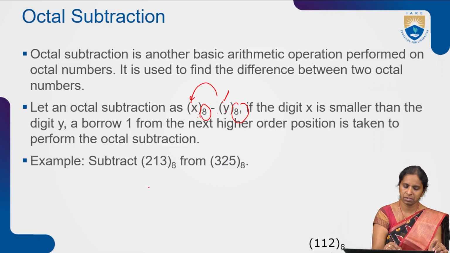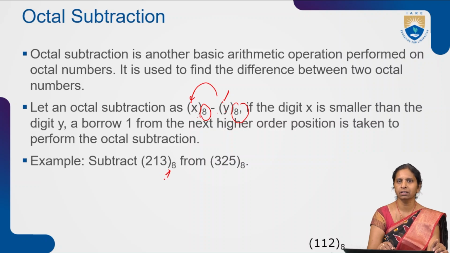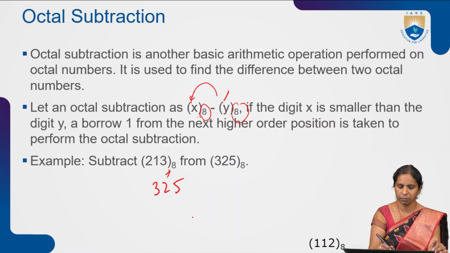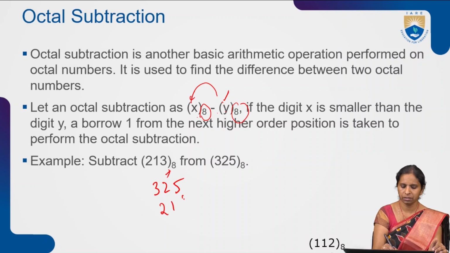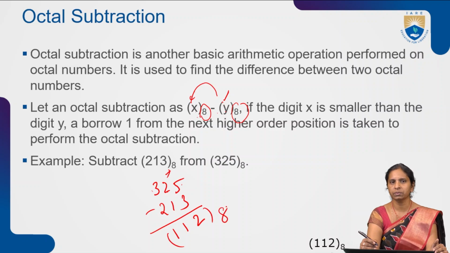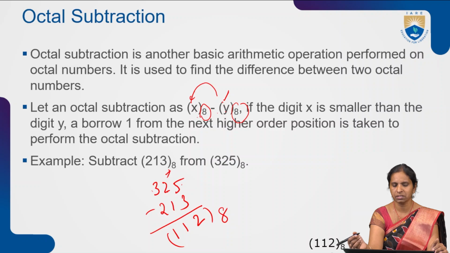Now, let us take one example here. Subtract 213, represented in the octal number system, from the number 325 in the octal number system. So, from where do you have to subtract here? 325. And what number do you have to subtract? 213. Then 5 minus 3 equals 2, and 2 minus 1 equals 1, 3 minus 2 equals 1. So this is the answer you get after performing the subtraction in the octal number system.